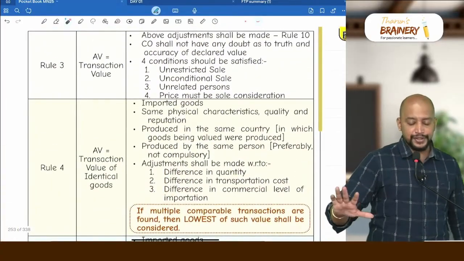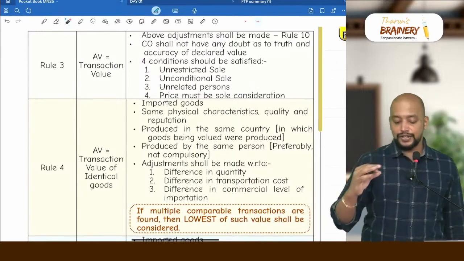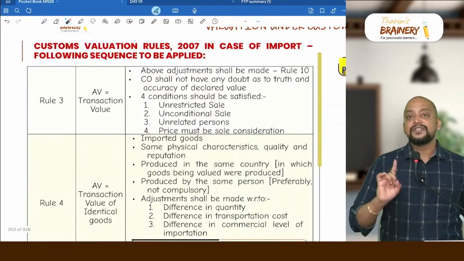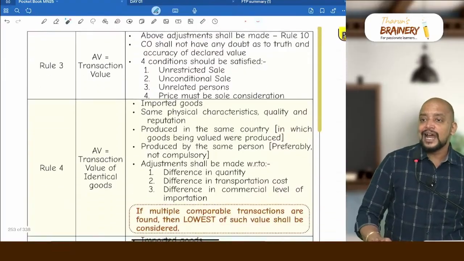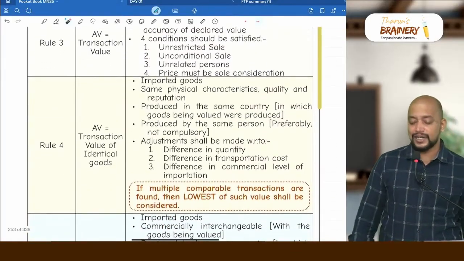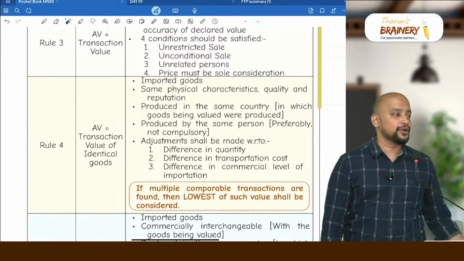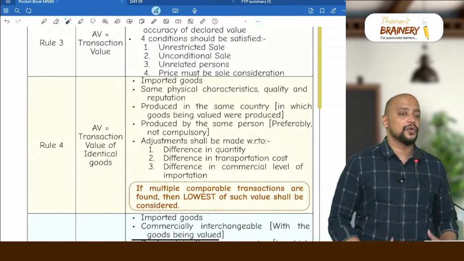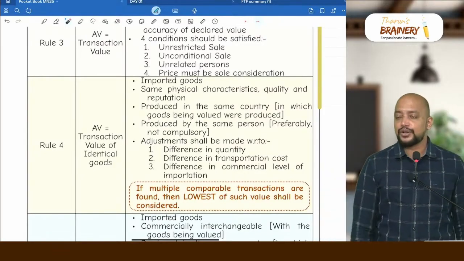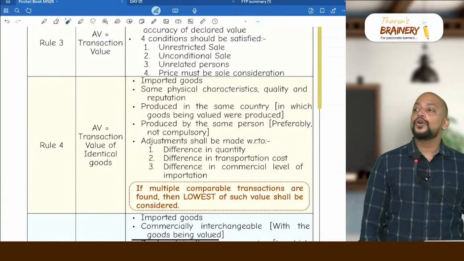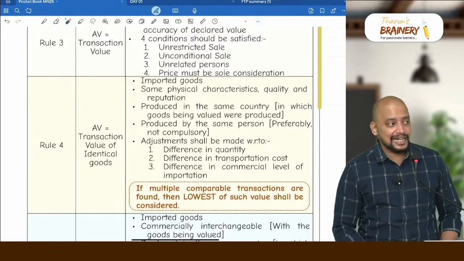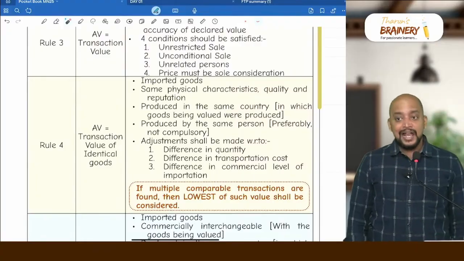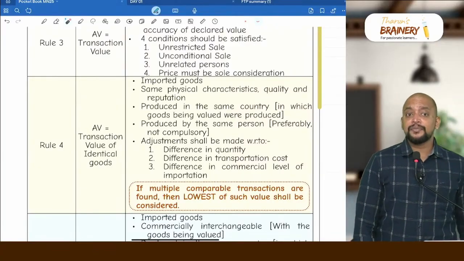So far we understood the transaction value. If transaction value fails, only then identical goods will come. All these are Valuation Rules 2007. First one, transaction value, is rule 3, and then rule 4 is identical goods. What does it say? Identical goods are also imported goods, and these imported goods have the same physical features and quality. It should be same to same, then only it will be called identical. No minor modifications, exactly the same, a replica kind of. And it should also be imported from the same country.